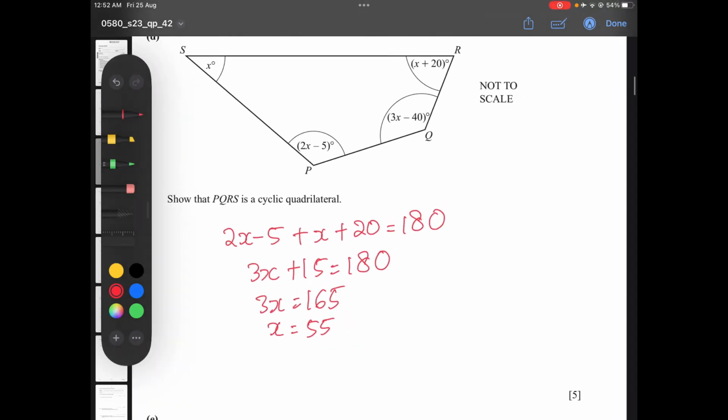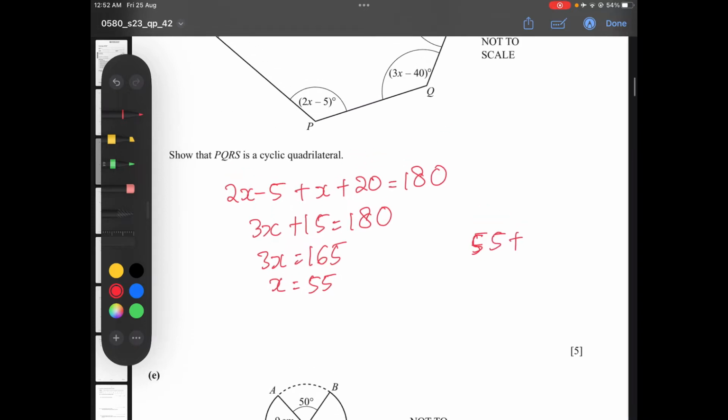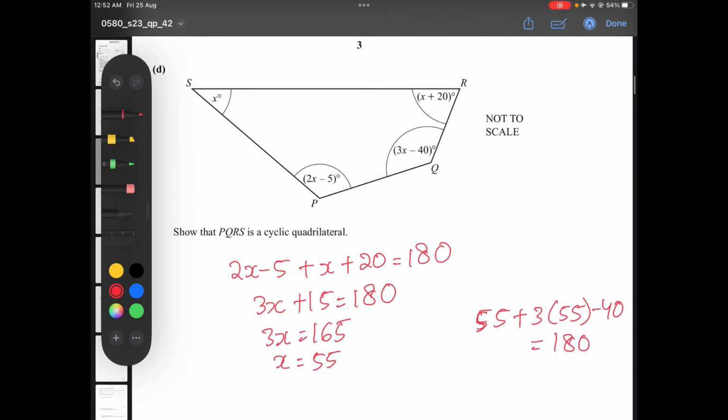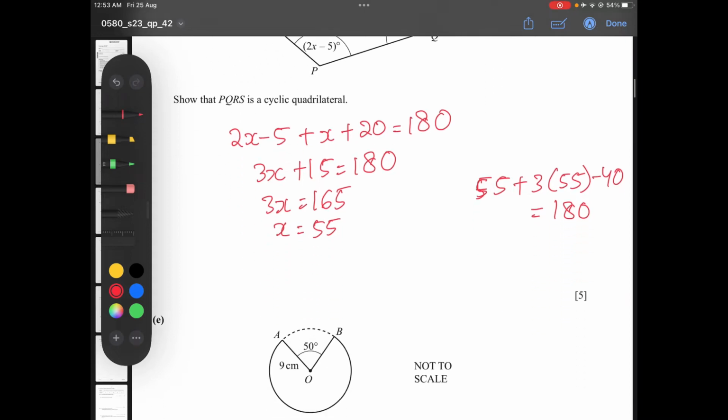Now if you put this 55 plus 355 minus 40, what do we get? 55 plus 355 minus 40 gives us 180. What I've done is I'm just checking that 55 is correct for this and this. Hence it is correct, and we get the answer of 180, which is right. And we can also check for this. If you do 255 minus 5 plus 55 plus 20, it again gives us 180. And if you add up all of them together, both the sides, it is 360, so hence it is a cyclic quadrilateral.